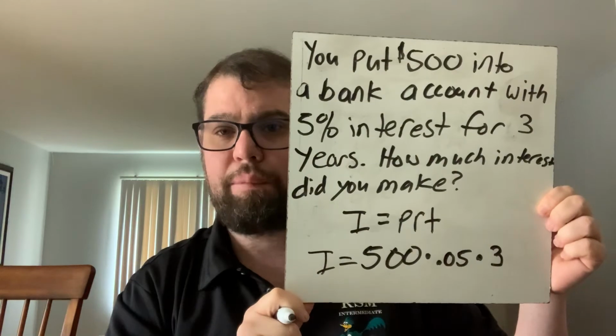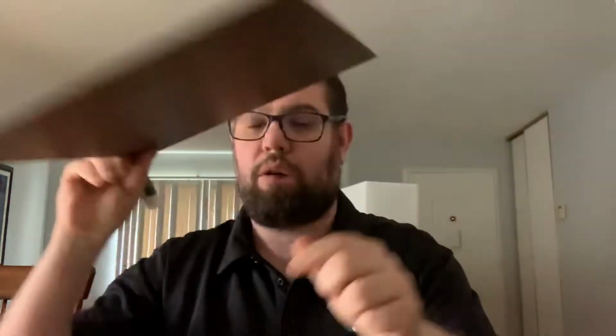0.05 times 3. Okay, good. I'm glad that we got that. So what I'm going to do, on a separate sheet of paper, is write I equals PRT. I equals 500 times 0.05 times 3.